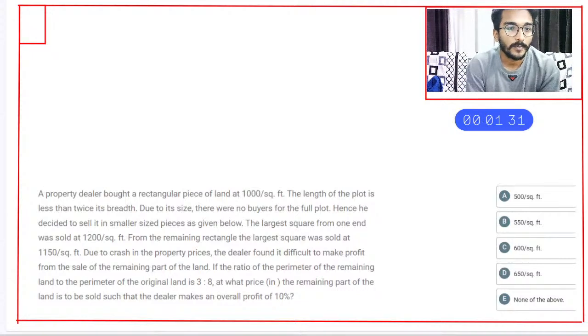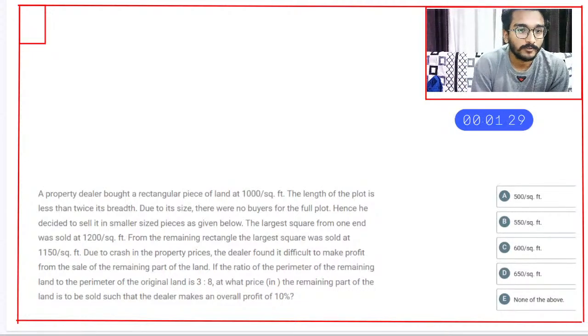The question is saying a property dealer bought a rectangular piece of land at the rate of 1,000 per square feet. The length of the plot is less than twice its breadth. Due to its size, there were no buyers for the full plot. Hence, he decided to sell it in smaller pieces. The largest square from one end was sold at 1,200 per square feet. From the remaining rectangle, the largest square was sold at 1,150 per square feet.